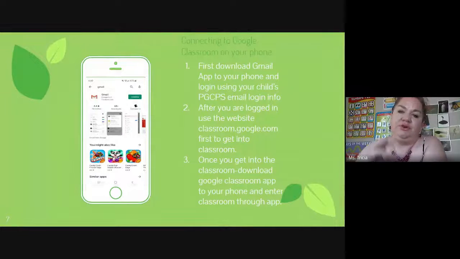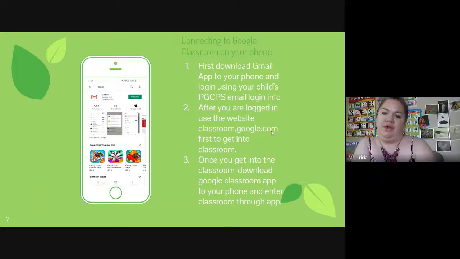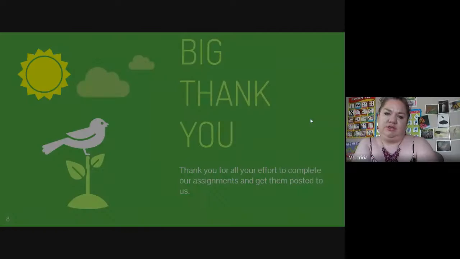And here are your instructions for Google Classroom. It says to download the Gmail app to your phone and log in using your child's PGCPS email login information. After you are logged in, use the website classroom.google.com first to get into the classroom. Once you get into the classroom, download the Google Classroom app to your phone and enter the classroom through your app. It's just a trick.